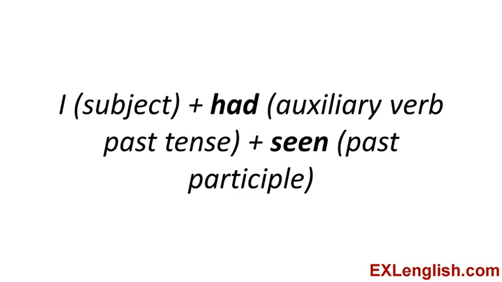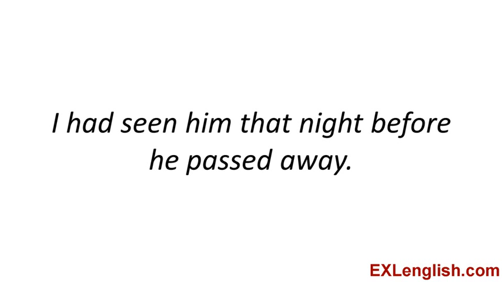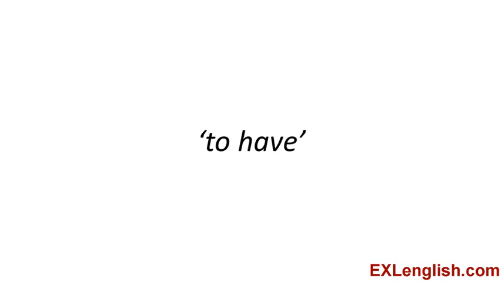I, subject, plus had, auxiliary verb past tense, plus seen, past participle. So now let's look at a full sentence using what we just saw. I had seen him that night before he passed away. To conjugate the auxiliary verb to have in the past perfect tense is much easier than the present perfect.